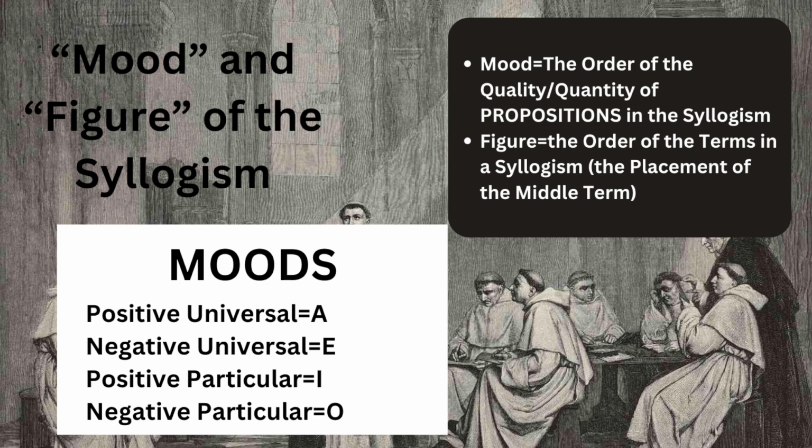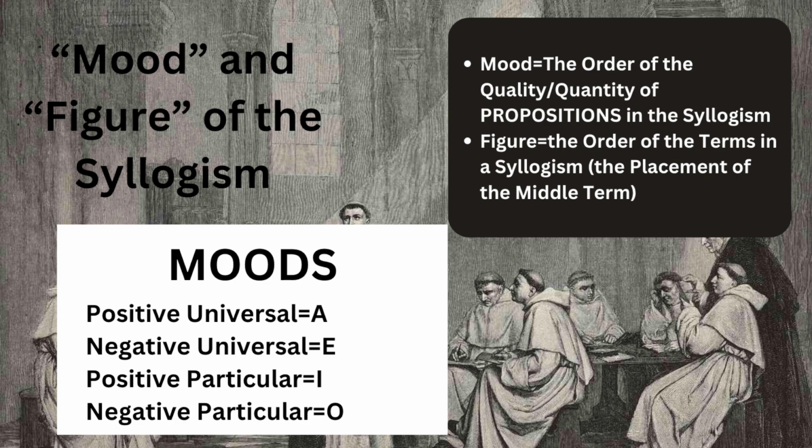Then the second one is the universal negative, which is usually given the letter E. For example, no men are plants. Third, the particular positive, which is usually given the letter I. For example, some men are Catholic. Then the particular negative, which is usually given the letter O. For example, some men are not American. These types of propositions can interact with one another in order to draw forth conclusions, some ways in a valid manner and other ways in an invalid manner.